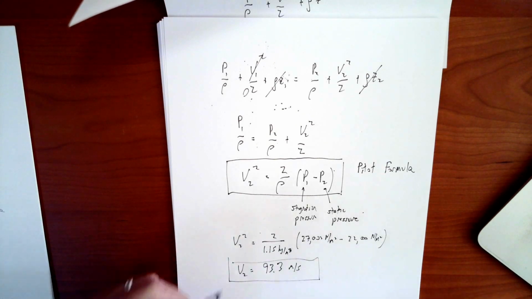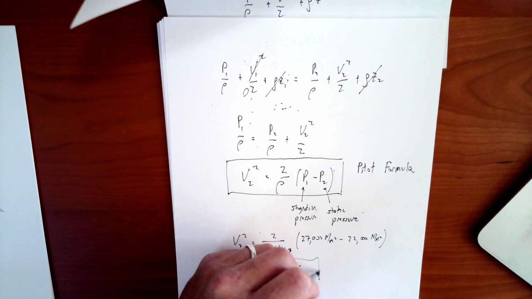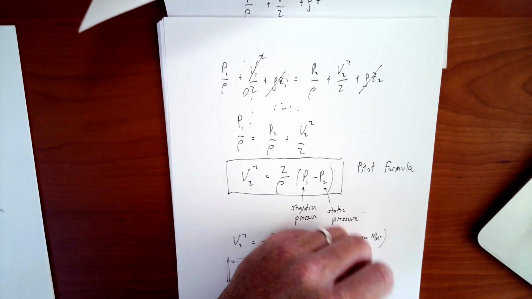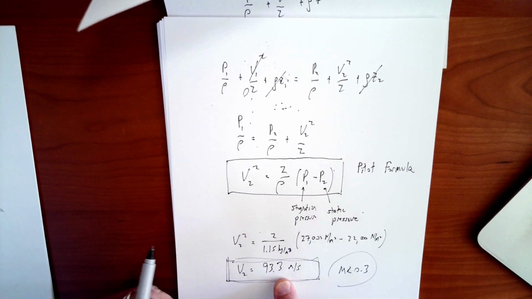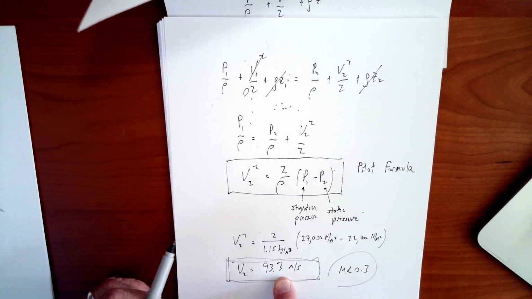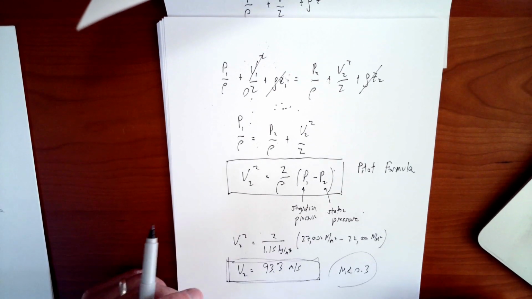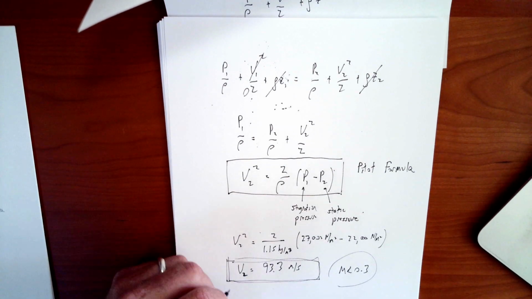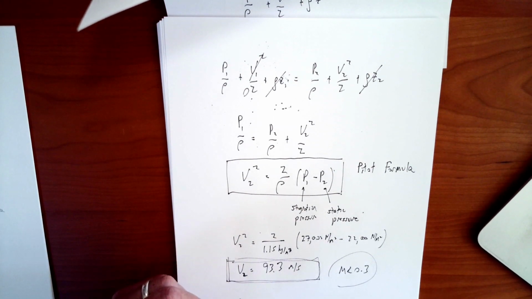The question you could then have is, we know that Bernoulli is only good for Mach less than 0.3. Is this sufficiently small to be less than Mach 0.3? You can look up the speed of sound in air, and you will find that this is in fact less than Mach 0.3. So this is a valid measurement for the situation.